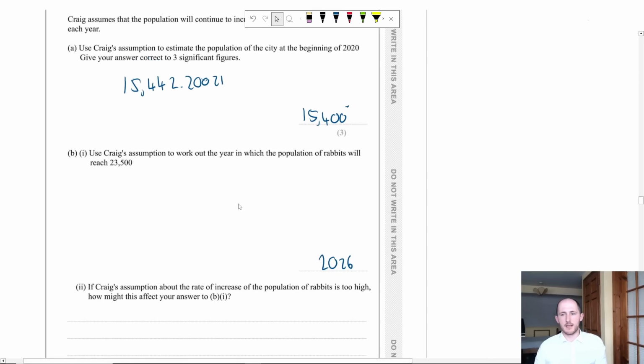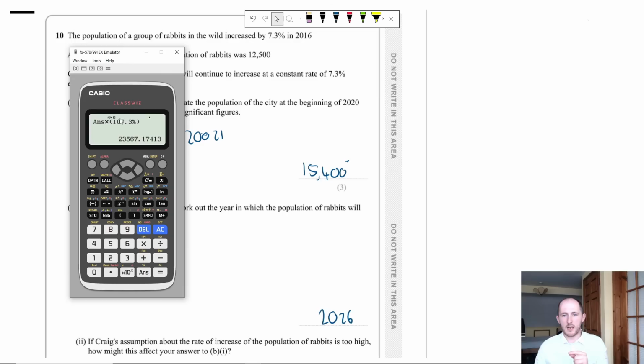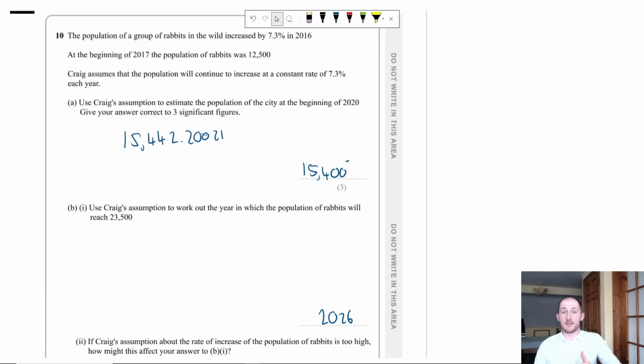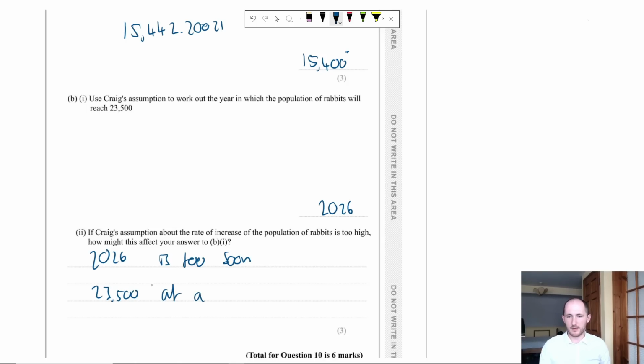Well, let's think about this. If it's too high, then that means the actual percentage increase is lower, which means I'm timesing by a smaller number, which means it would take more years to reach 23,500. So 2026 is too soon. Okay? Or you can say something like, it will reach 23,500 at a later date or a later year. Okay? So you get 2 marks for this question, 1 mark for this question. Hopefully nice and easy. 6 marks. I don't think it's too bad, but trust your gut and actually interpret the situation that you're looking at.